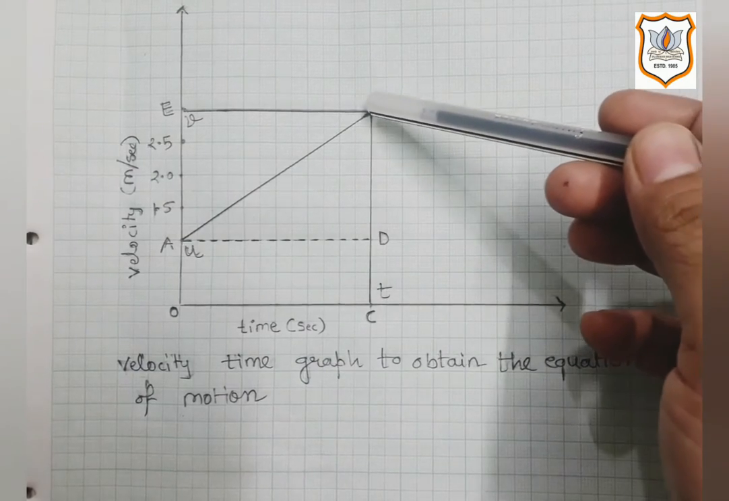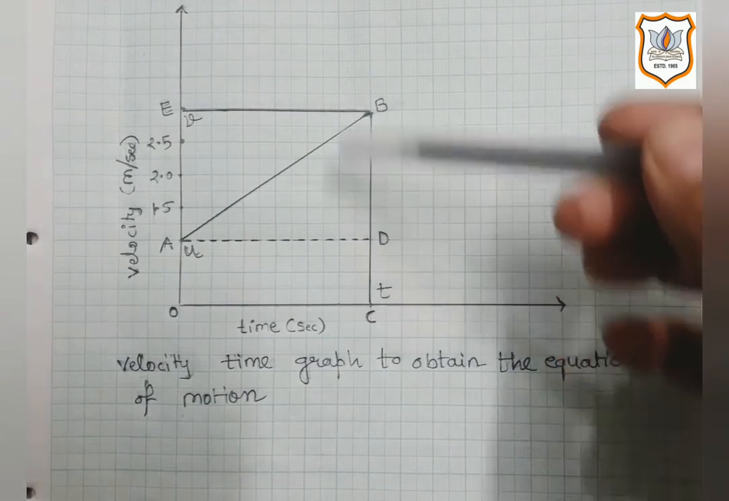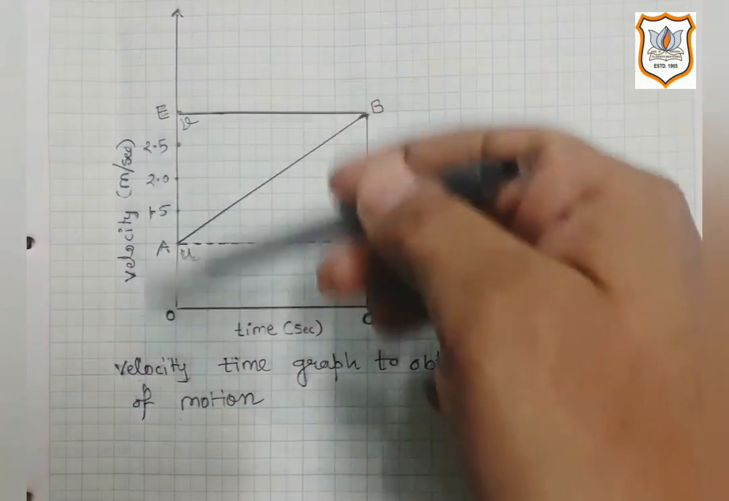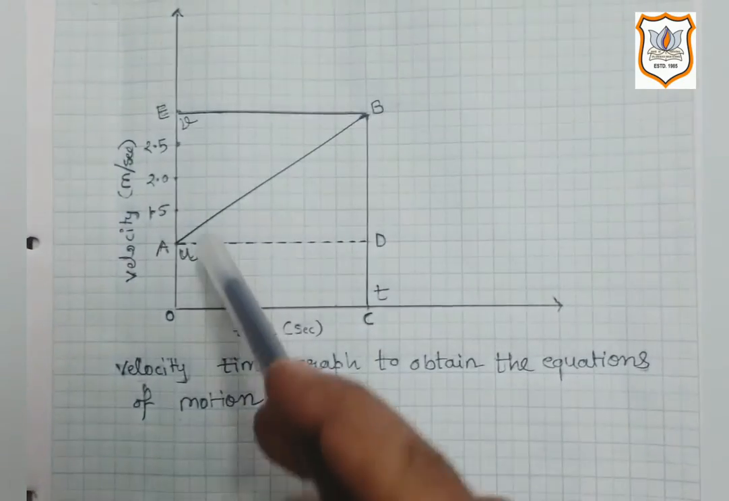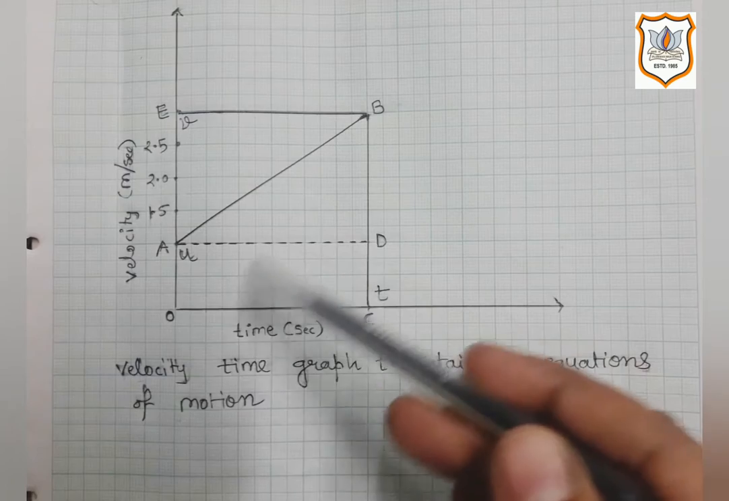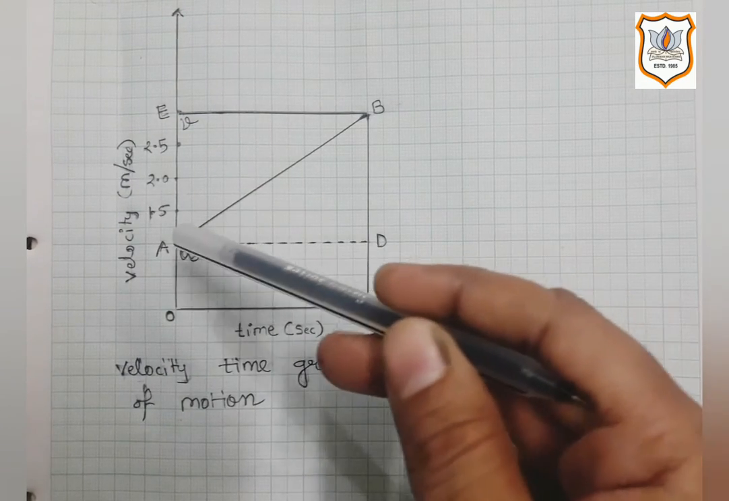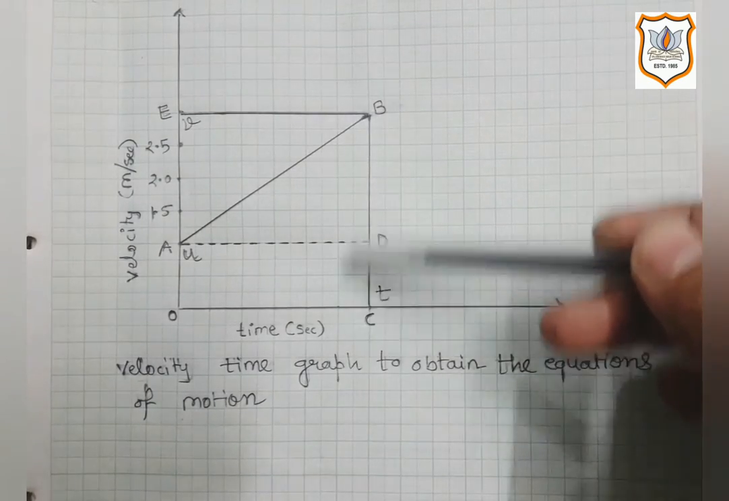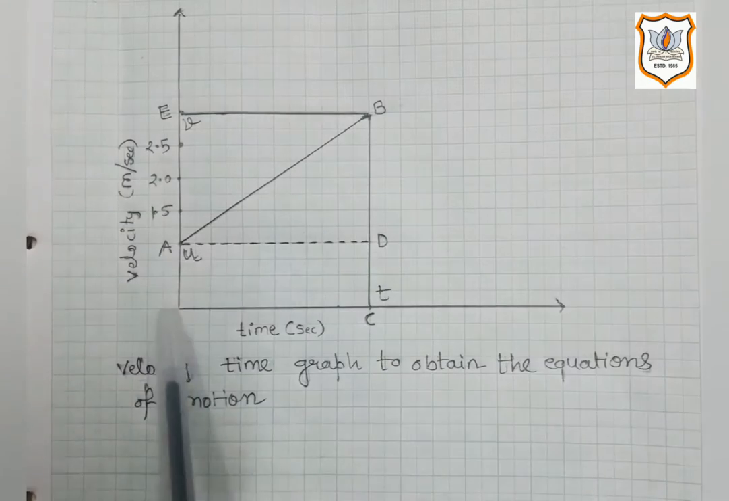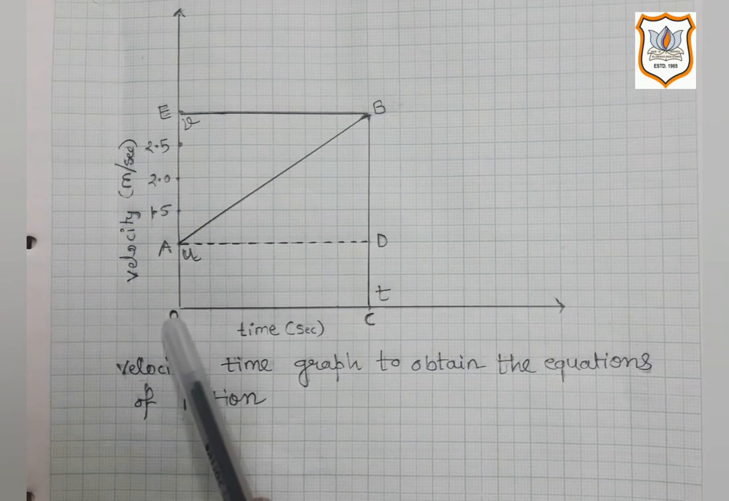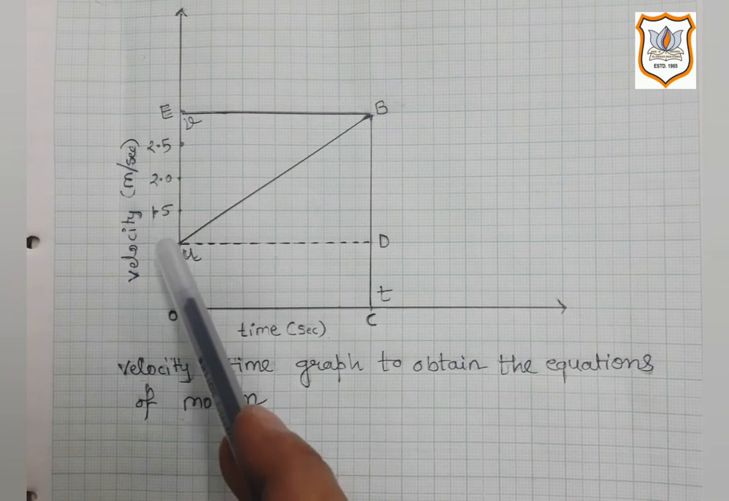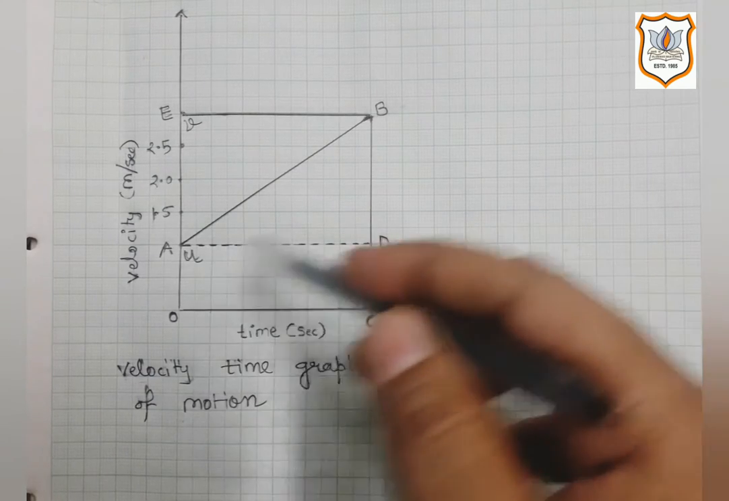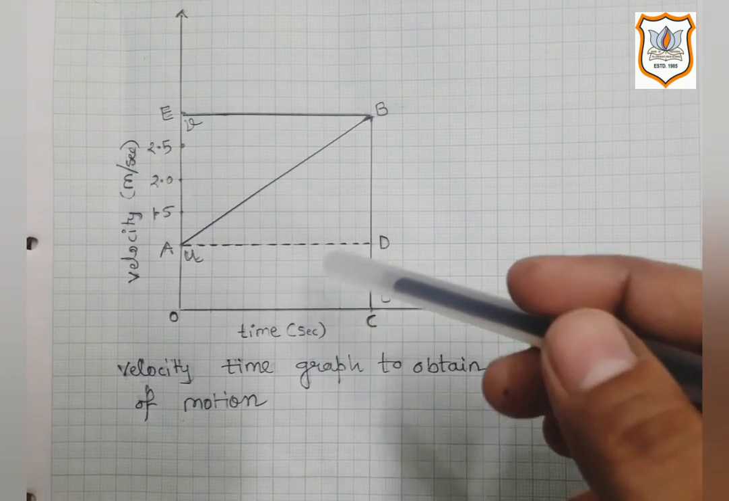Now draw perpendiculars from B, that is BC on the x-axis and BE on the y-axis. Now draw a dotted line AD parallel to OC. Here OA will be the initial velocity, that is u, and BC will be the final velocity, that is v, in time interval t. Hence OC is equal to t, and AD is also equal to t because both are parallel lines. Is it clear to you?